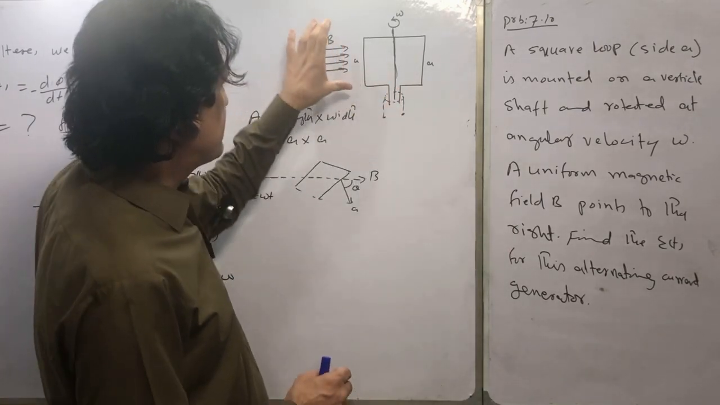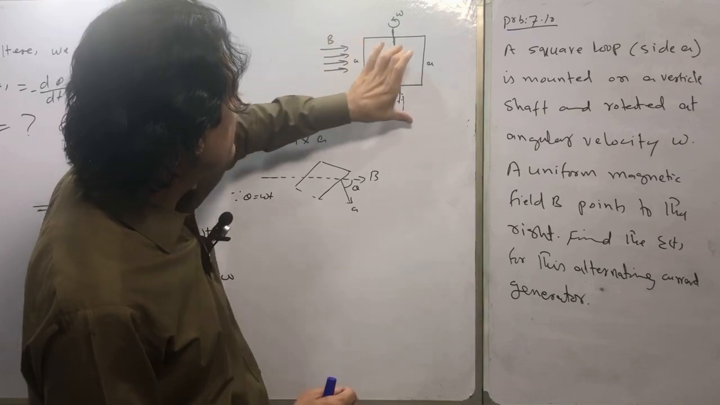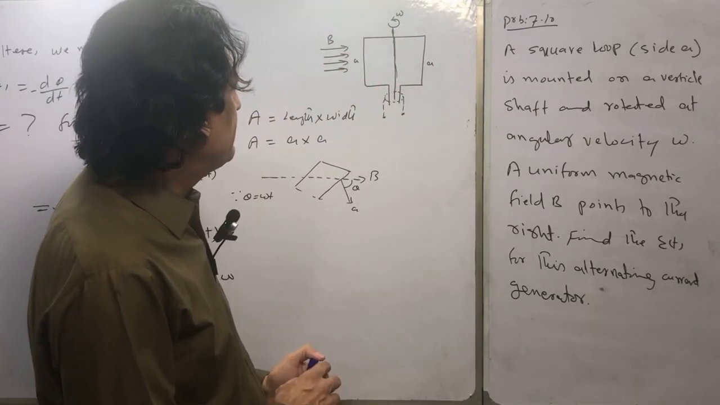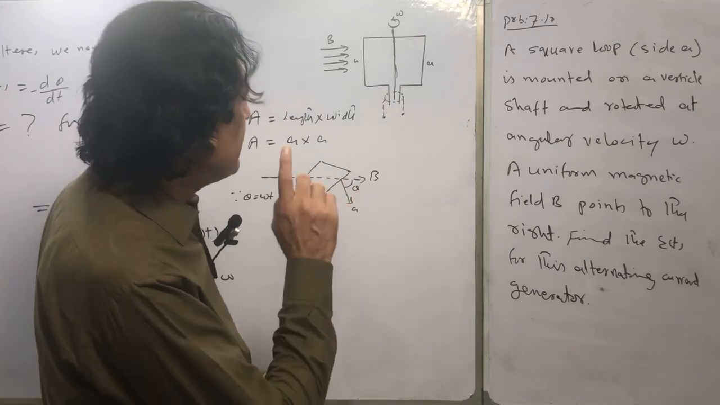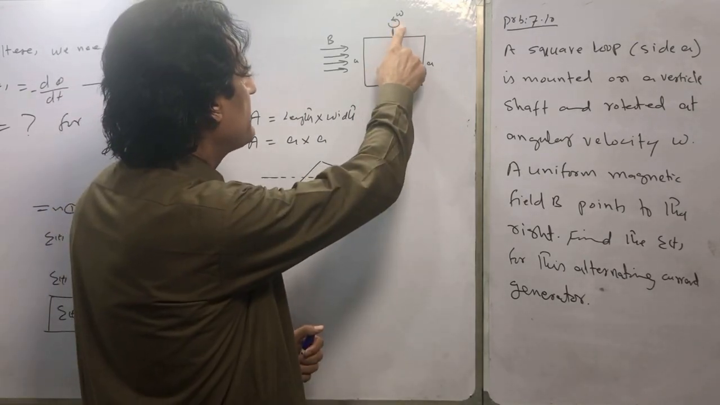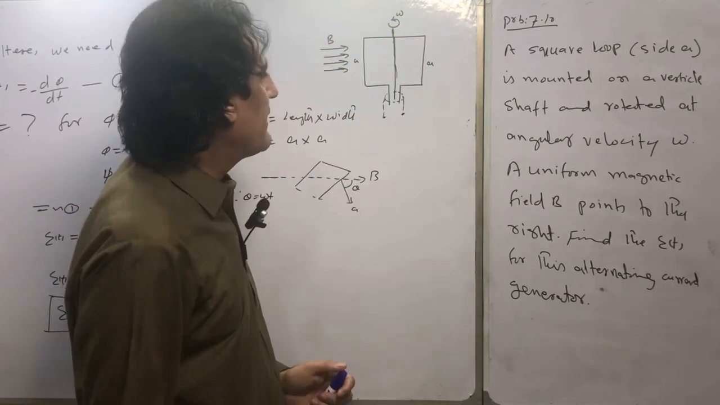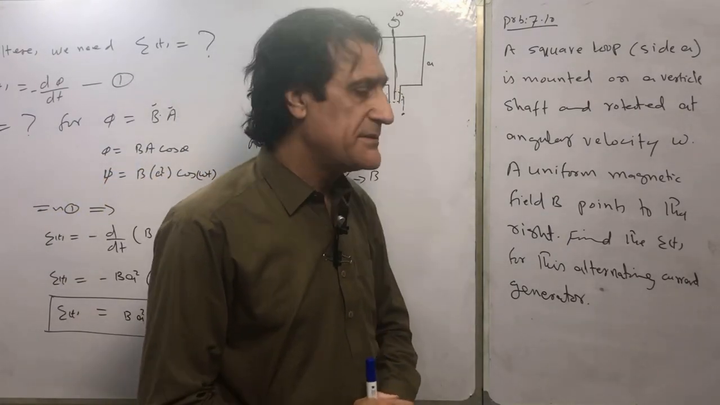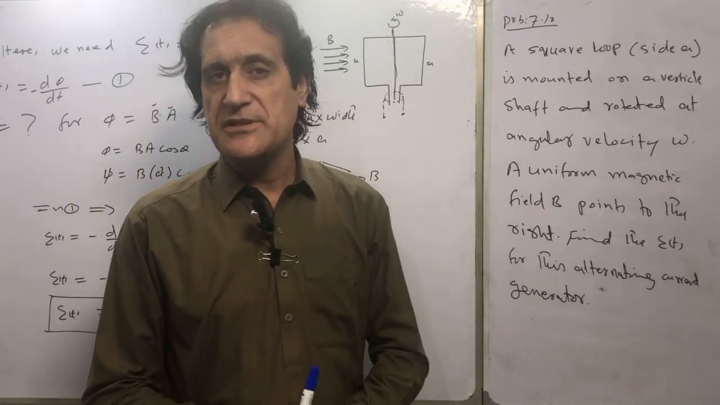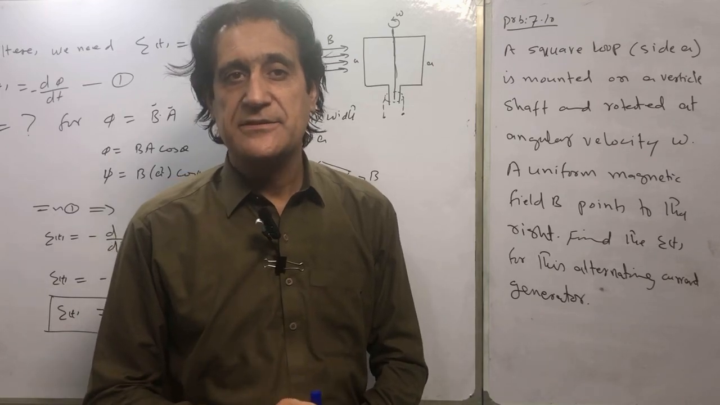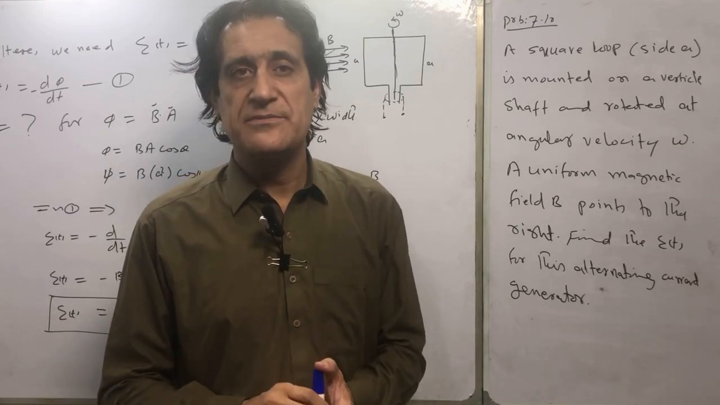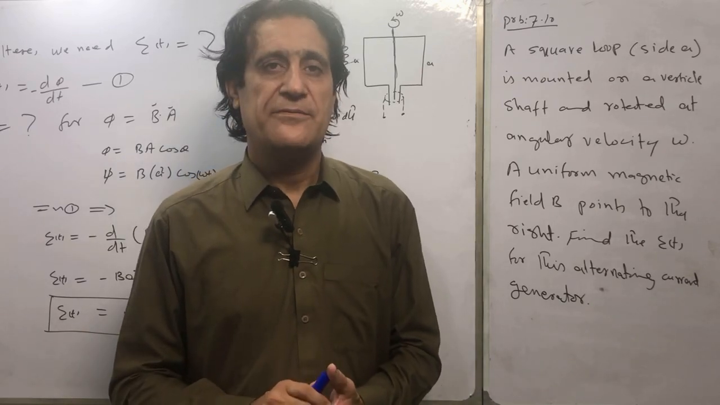When we place this square in a magnetic field, then it can rotate with some angular velocity omega, and a current will be generated. If a current and EMF is generated, then find this EMF. How is it possible? How can we find out?